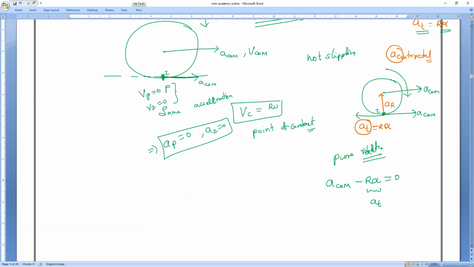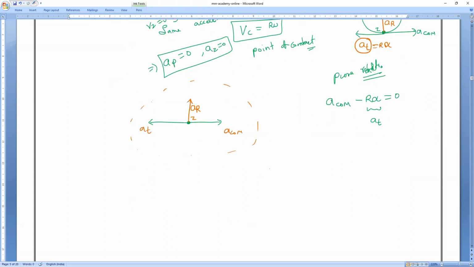Now if you notice, at this point not just two accelerations are acting. How many accelerations are acting? One is ACOM, another is the tangential acceleration, and another acceleration is acting towards the center. What is that? AR, the radial acceleration. So this is basically pure rolling. In pure rolling, in total, how many accelerations are acting? Three accelerations are acting.